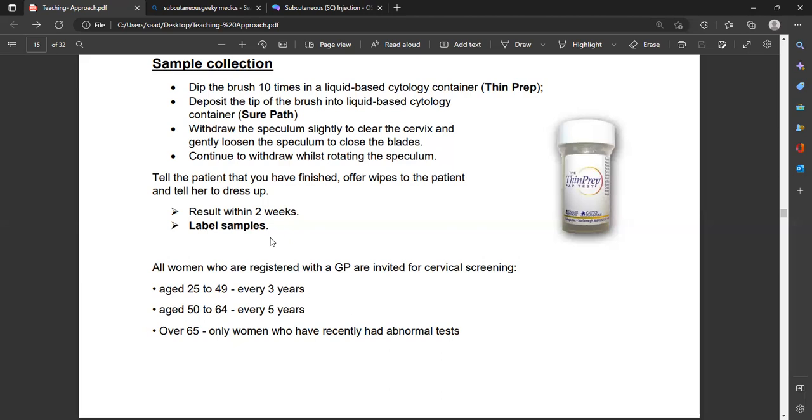So that after taking the sample, you don't have to say sorry to the patient that we have to take this sample again, or we have lost your sample. So labeling is important. In real settings, there would be no marker there, but you have to mention to the student that we would label our samples, these samples that we have taken, and the results will be given to the patient in 2 weeks' time.